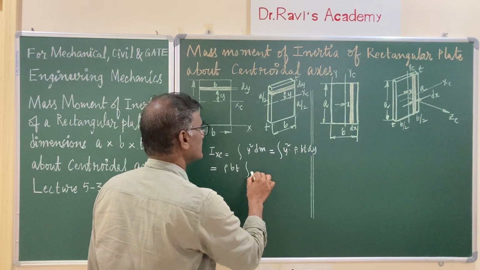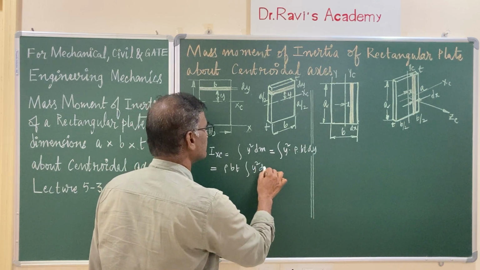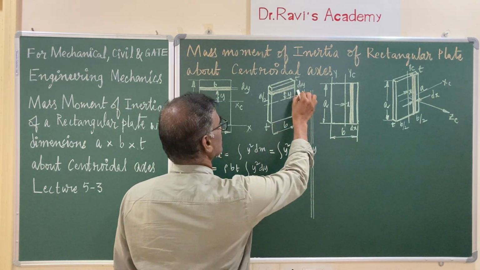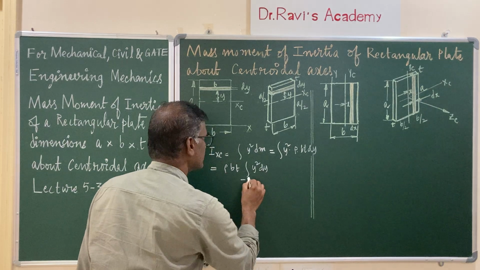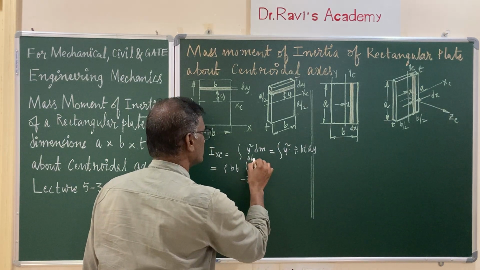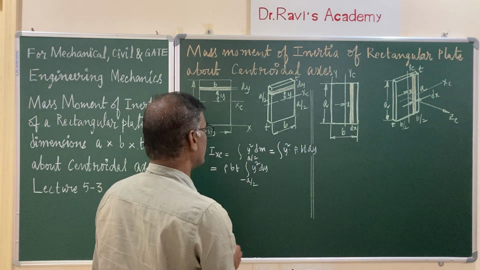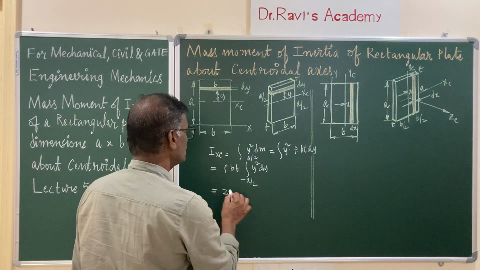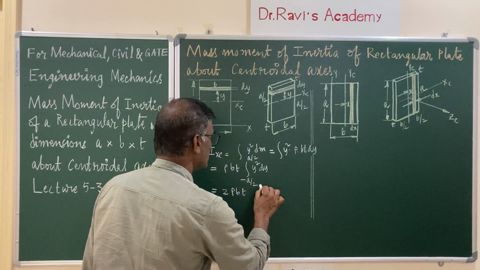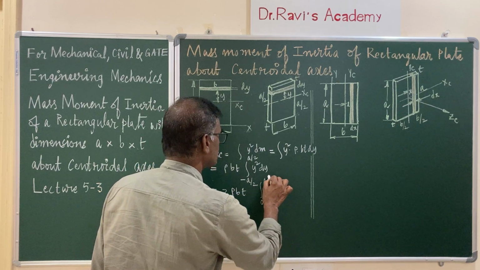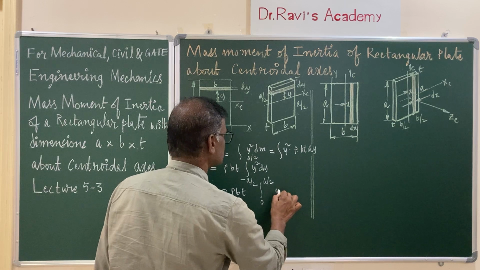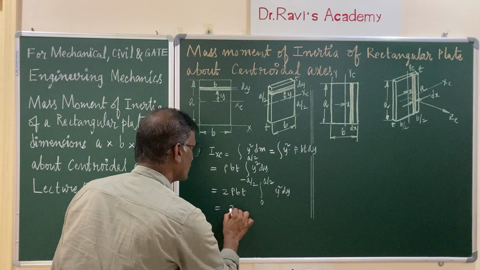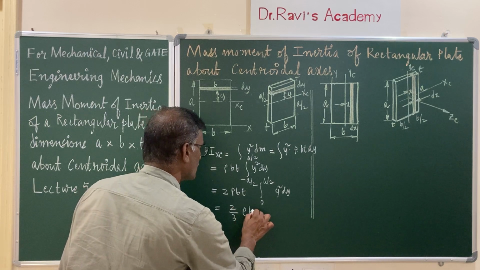So integral y square dy, where the limits of integration are minus a by 2 to plus a by 2, and this becomes y cube by 3, and you can rewrite this as 2 into rho bt, integral 0 to a by 2 of y square dy, and this becomes y cube by 3, and you can write 2 by 3, keeping rho bt outside.